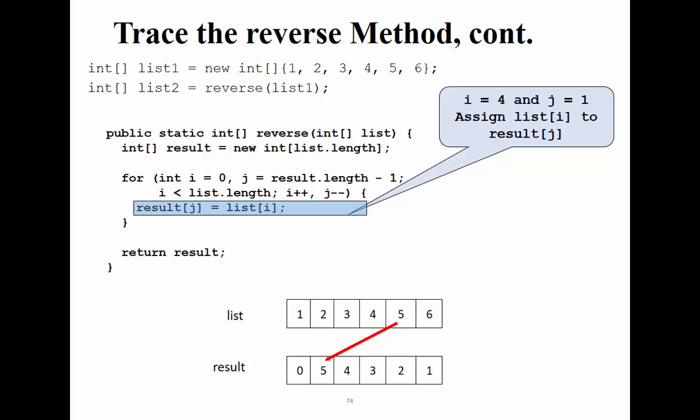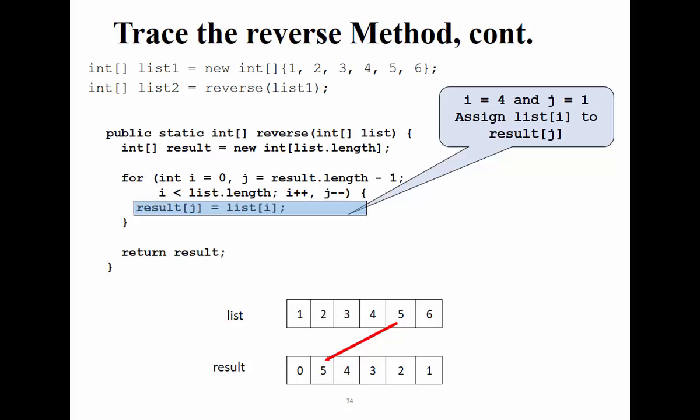Then you ask, is j less than the result length minus 1? Yes. In this case, j is equal to 1. And then you ask, is i less than... no, j is equal to that, this is the initial statement, sorry. Is i less than the list length? Yes. In this case, 1, 2, 3, 4, 5, 6. So 6 is the list length. So 4 is less than 6.